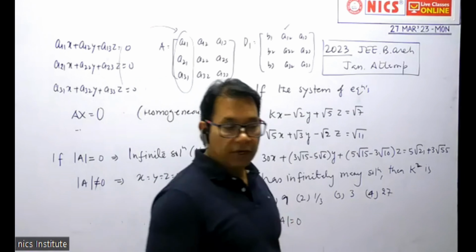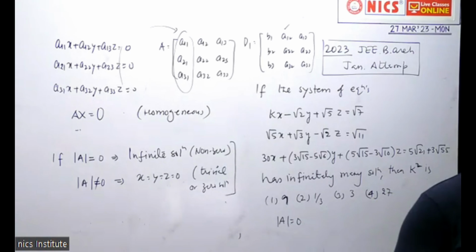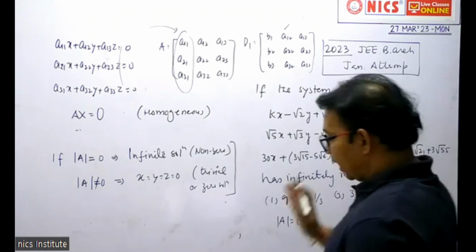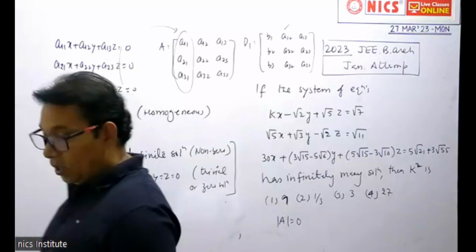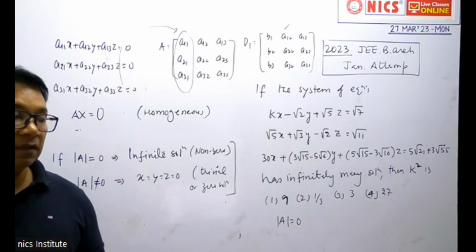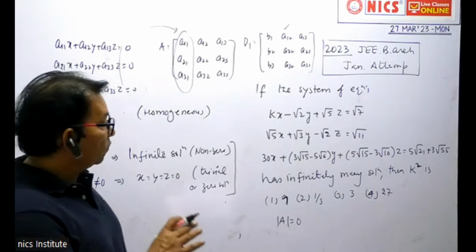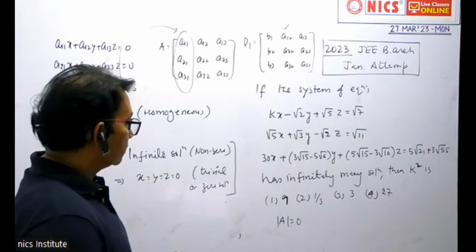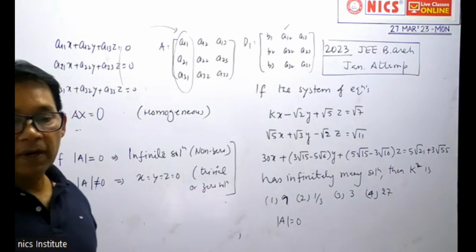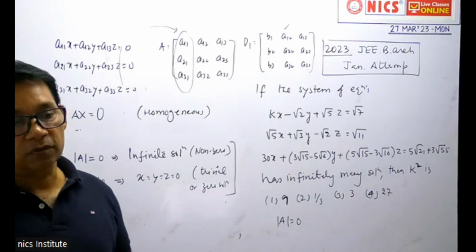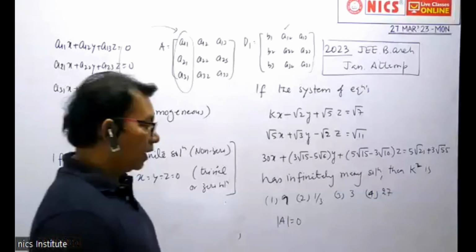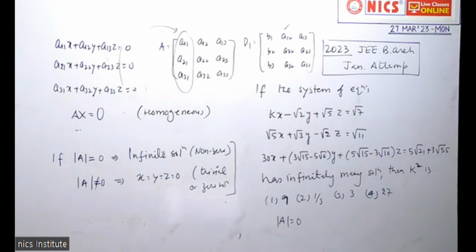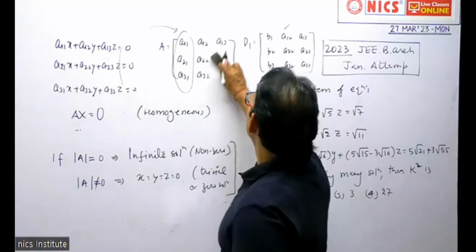If possible, you can use properties. Otherwise, simply expand. This question does not have a high degree of difficulty. The only thing is this question involves patience. You have to have patience to solve this question. You will definitely get the correct answer. Find determinant A and put it equal to zero. If you cannot use any property, simply expand.